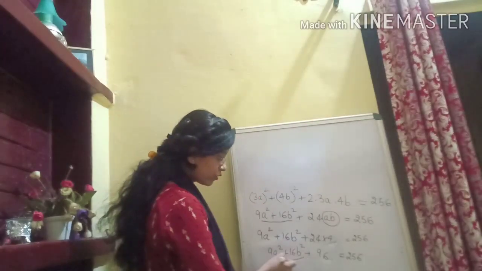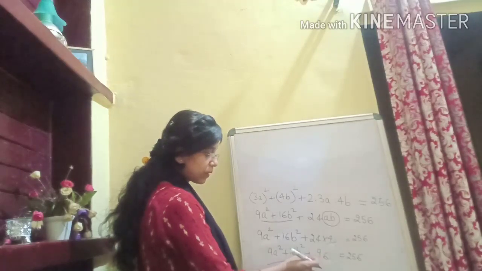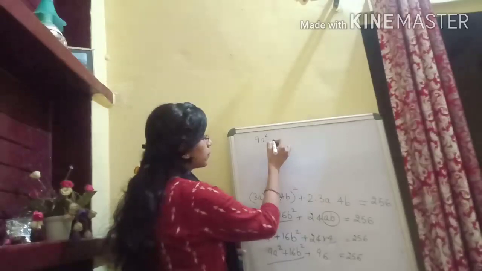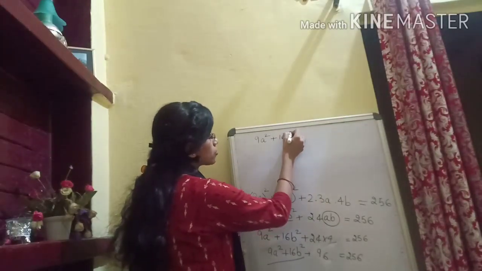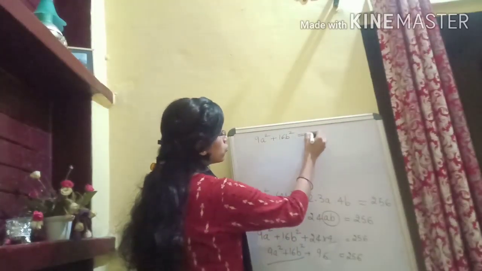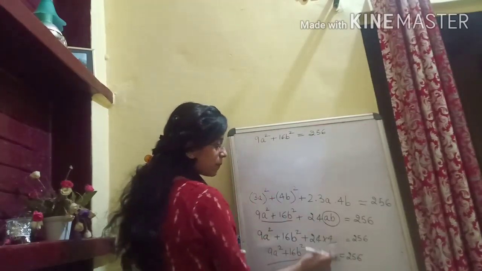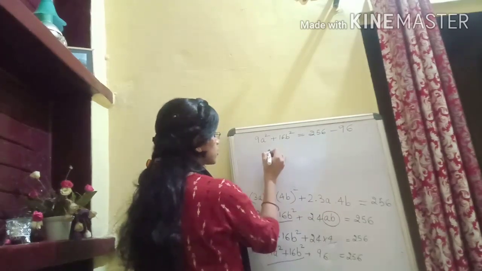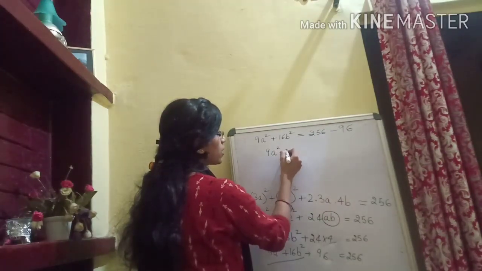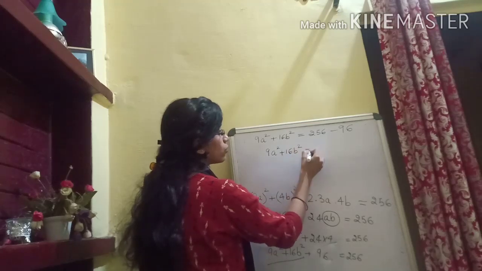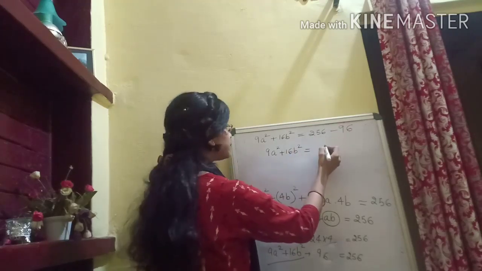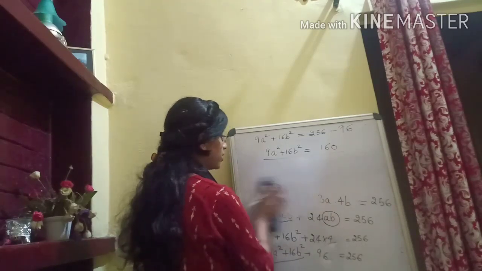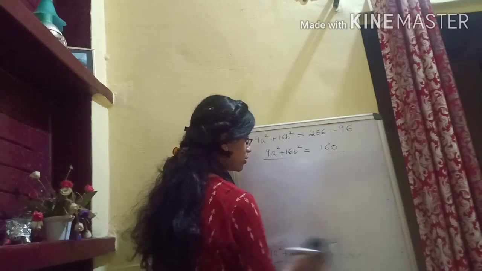We have to calculate the value of this. So 96, which is with plus sign, will go to that side. So it will be simply 9a square plus 16b square is equal to 256, plus 96 will go to that side and will become minus 96. It will be 9a square plus 16b square is equal to, now if you subtract, that will be 160. So this is the value of 9a square plus 16b square.